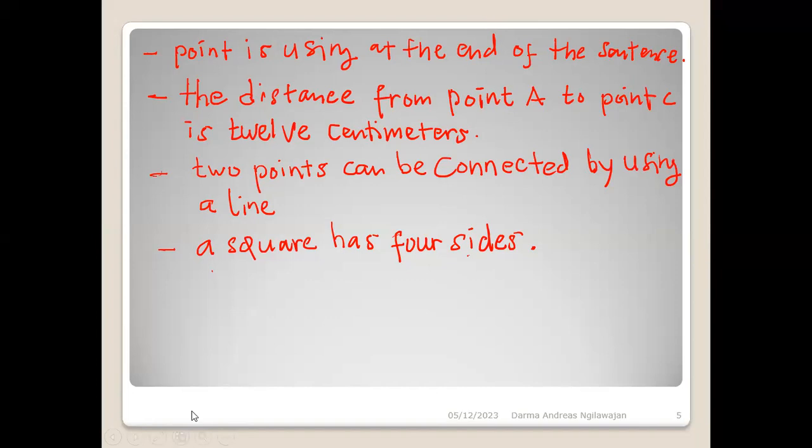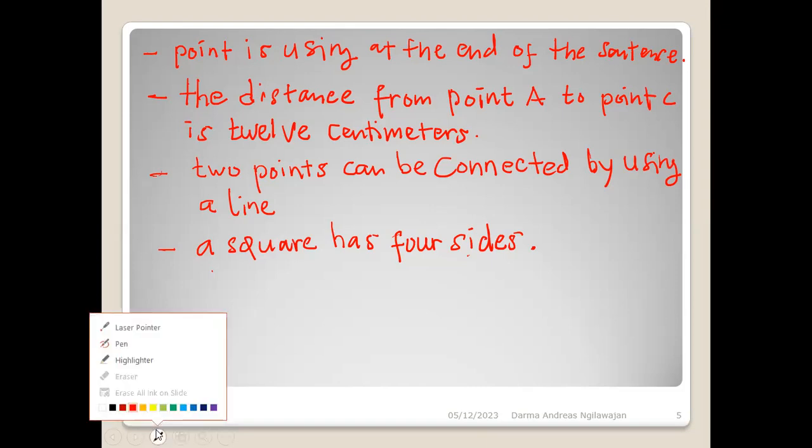Maybe any of you can contribute to make another sentence by using point, line, straight line, and angle. Does anyone want to volunteer? Ada yang bersedia sukarela untuk membuat kalimat?